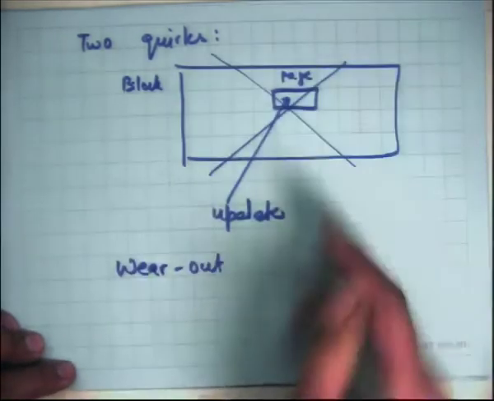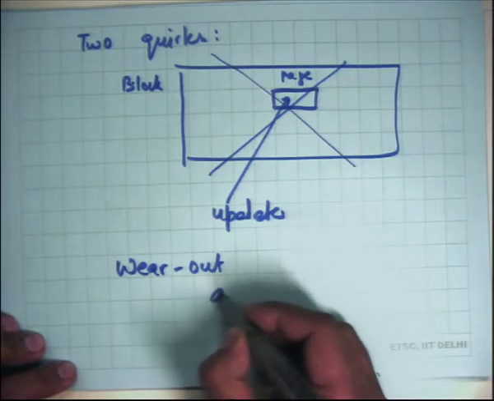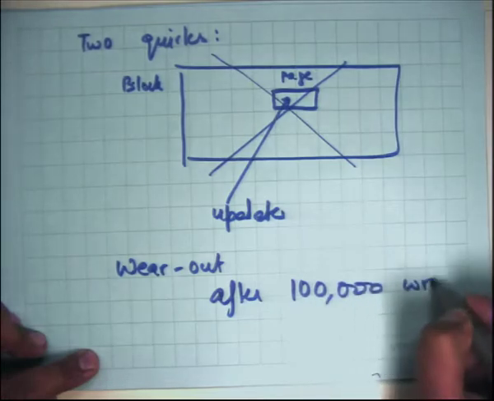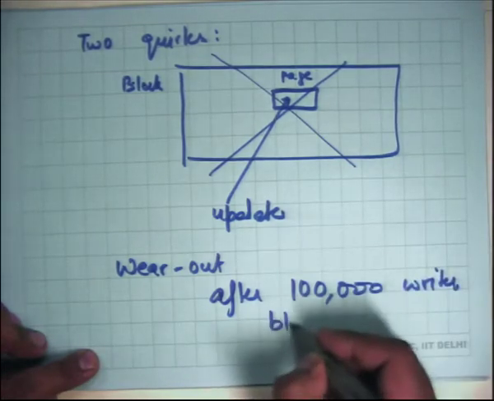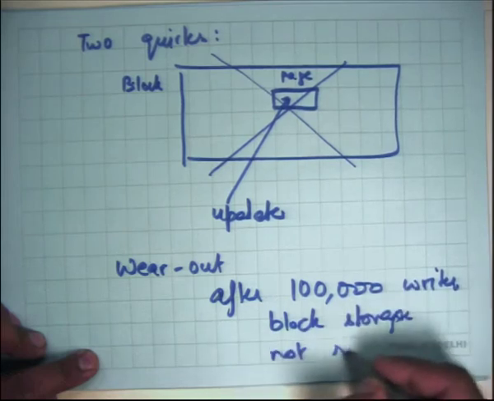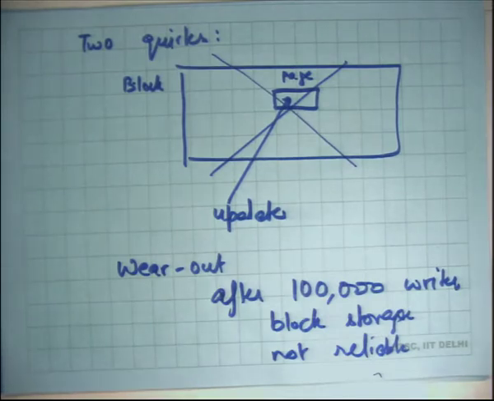And the second thing is wear out. You can only write to a block around 100,000 times. So after 100,000 writes, block storage is not reliable. After you've written to a block more than 100,000 times, the disk is not reliable anymore. So it has a very limited shelf life. These problems weren't there with the magnetic disk.